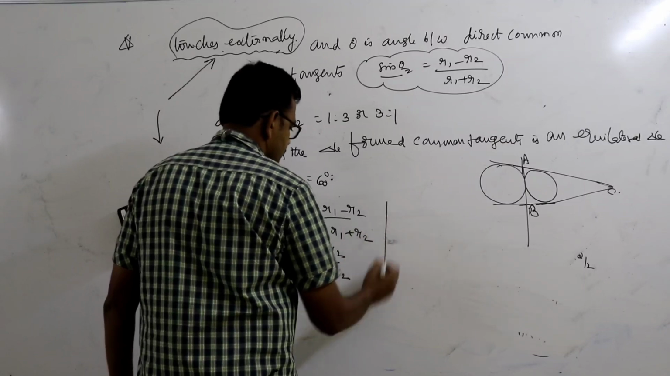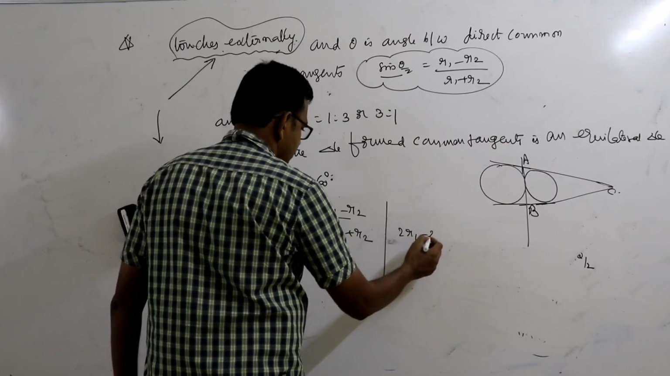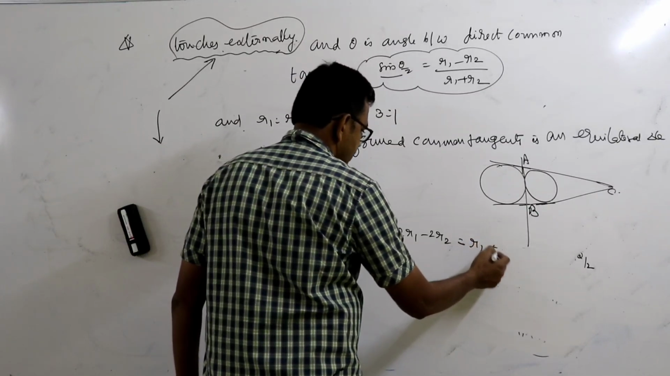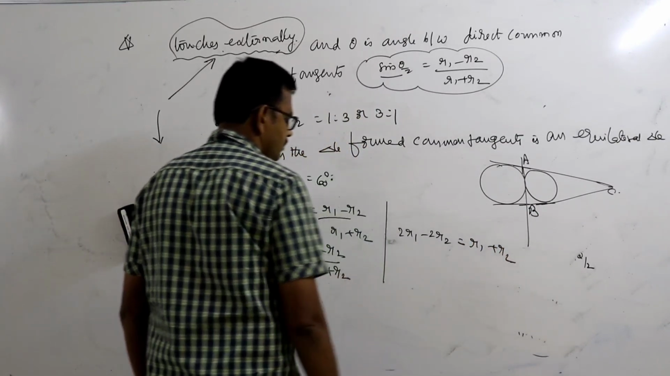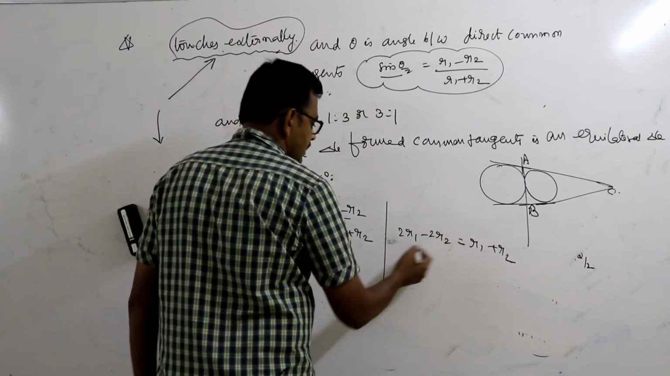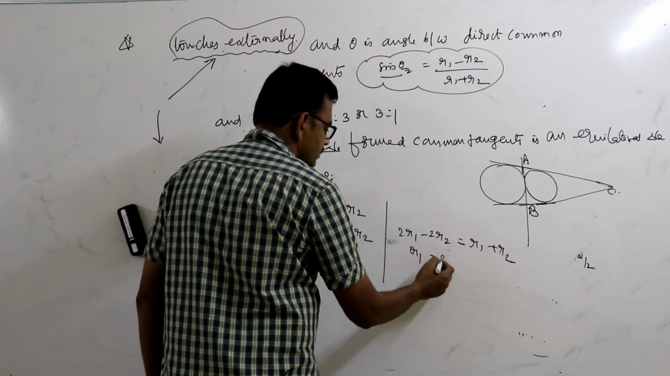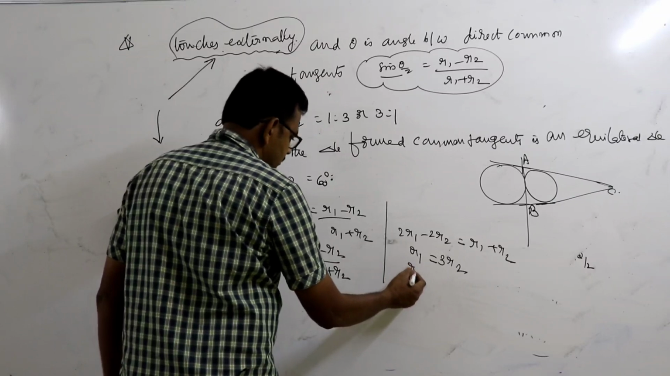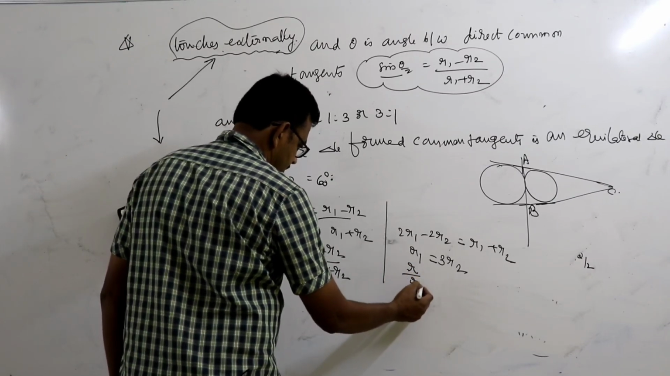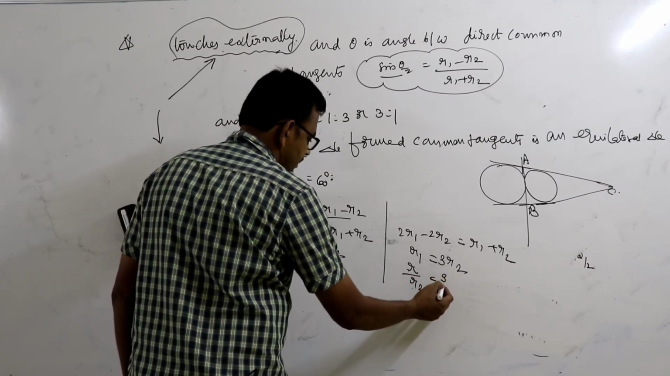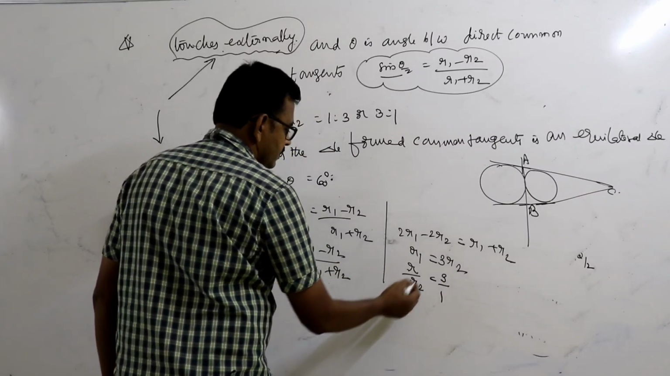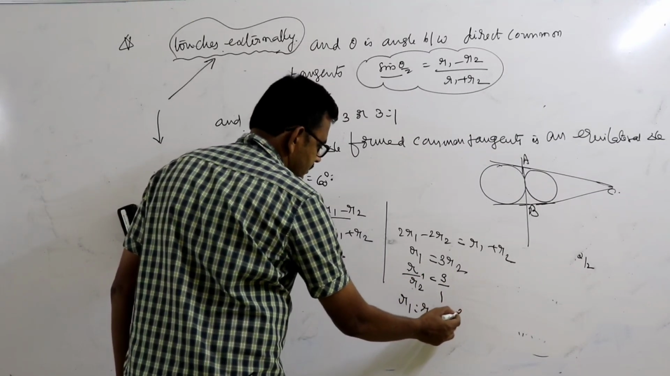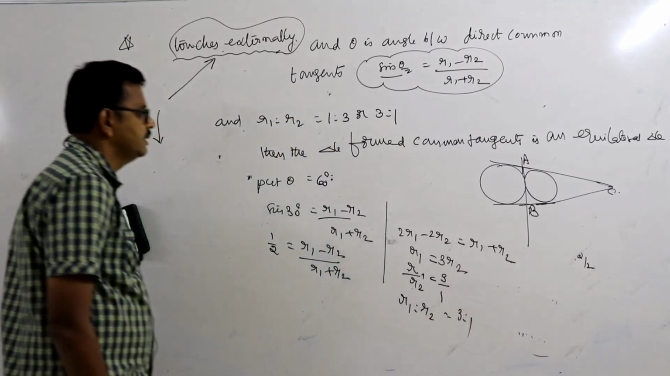That is 2R1 minus 2R2 is equal to R1 plus R2. Therefore, that is R1 is equal to 3R2. So, R1 by R2 is equal to 3 by 1. So, R1 is to R2 is equal to 3 is to 1 or 1 is to 3.